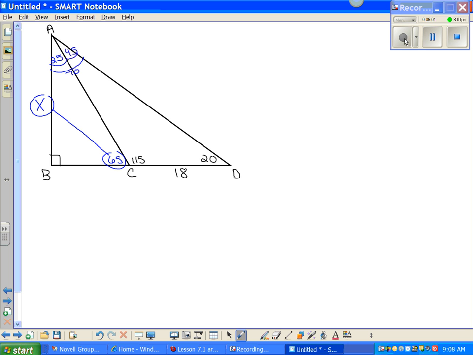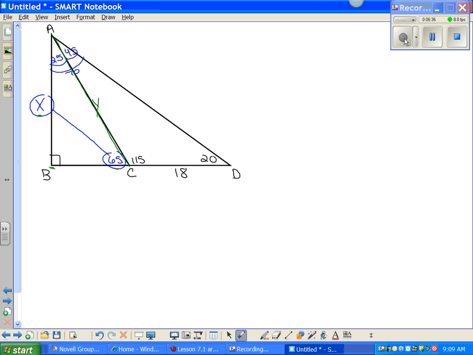So let's think about what we do have, or what we would like. We want another side, right? What other side would be nice to have? AC would be nice to have. If I had AC, this side here, would I be able to find X? Sure, because then I would have an angle and a side, and I would have a side and an angle, opposites, right? So I want AC, we'll call it Y. You okay with that? All right.